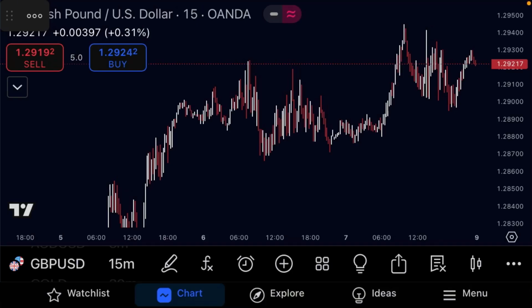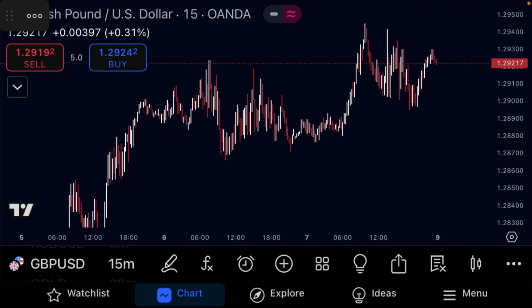So today I'm going to be teaching you how to catch super trends. How do you catch super trends and utilize them in the market? So today we're going to be working on GBP USD, and this is the 15-minute time frame.